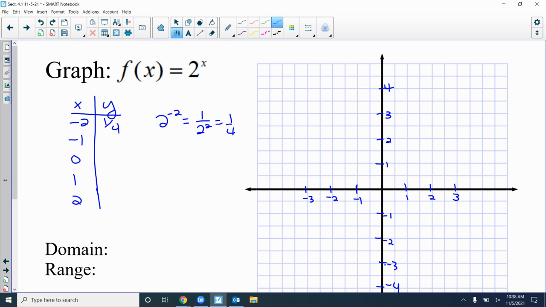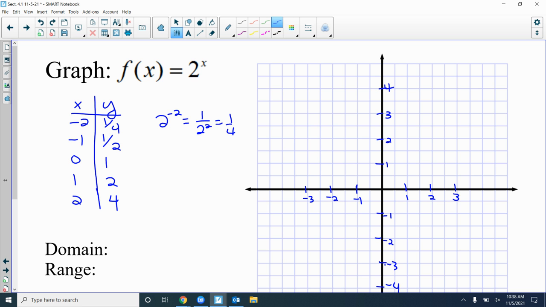1/2. 2 to the 0. Anything to the 0 power is always 1. It is 1. Anything to the 0 power is 1. 2 to the first power is 2. 2 squared, 4. All right, now plot that.